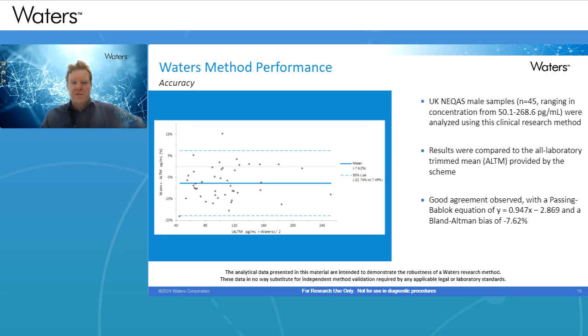Analyze It for Microsoft Excel was used to perform regressions, and with this we saw a Passing-Bablok equation of y equals 0.947x minus 2.869 and a Bland-Altman mean bias of around minus 7.6% presented on this slide. And with that, our bias goal of 13.7% or less was met.